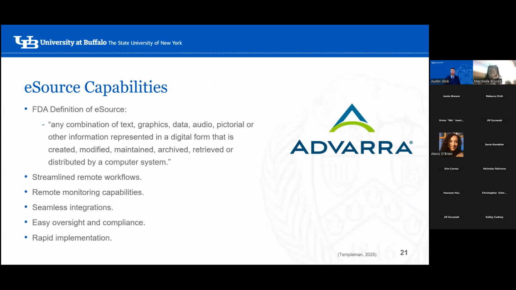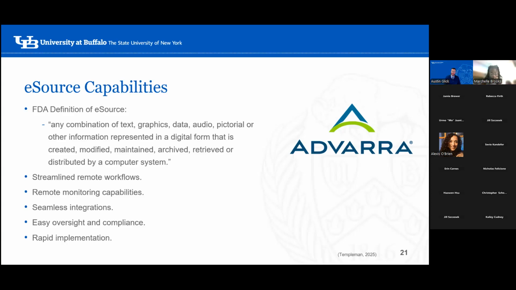And then the eSource capabilities, which is the other half of the name of this. So the FDA definition of eSource is that it's any combination of text, graphic, data, audio, pictorial, or other information represented in a digital form that is created, modified, maintained, archived, retrieved, or distributed by a computer system. So essentially, it's anything electronic that's used as source in terms of clinical trials and clinical research. So it streamlines remote workflows, it allows remote monitoring capabilities, it's got seamless integration, easy oversight and compliance, and it's a rapid implementation.